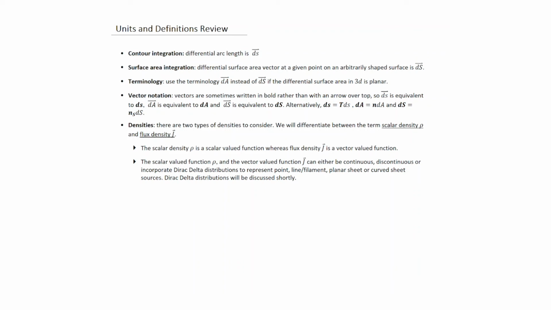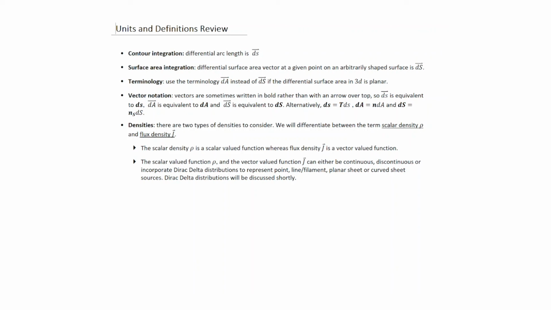Vector notations. Vectors are sometimes written in bold rather than with an arrow over top. So dl with an arrow over top is equivalent to dl bold. dA with an arrow over top is equivalent to dA bold. And dS with an arrow over top is equivalent to dS bold. Alternatively, we can write dl is equal to t dl, dA is equal to n dA, and dS is equal to n dS.